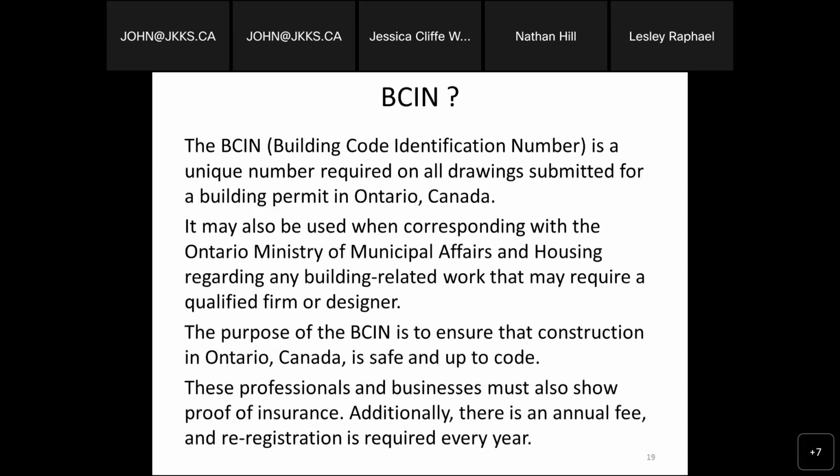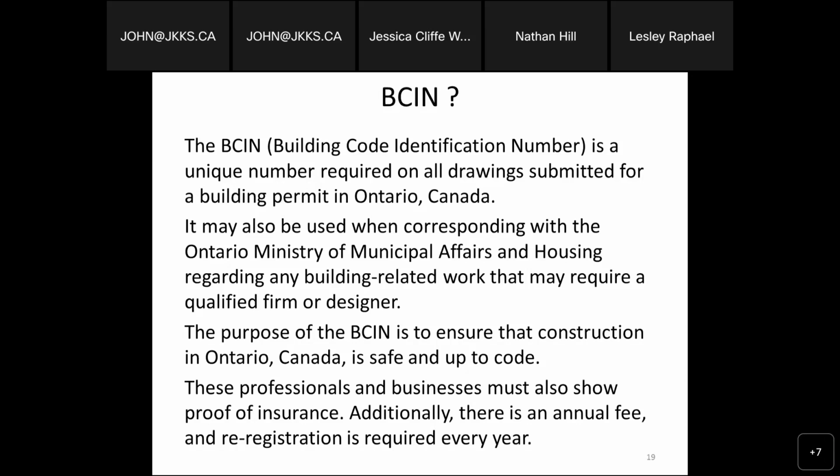I mentioned the word BCIN at some point in this presentation, and I wanted to explain a little bit about the BCIN. Well, the BCIN is unique to Ontario. So Building Code Identification Number is what is referred to, that acronym. It's a unique number required on all drawings submitted for a building permit in Ontario, Canada. It may also be used when corresponding with the Ontario Ministry of Municipal Affairs and Housing regarding any building-related work that may require a qualified firm or a designer. So the purpose of the BCIN is to ensure that construction in Ontario, Canada is safe and up to code.